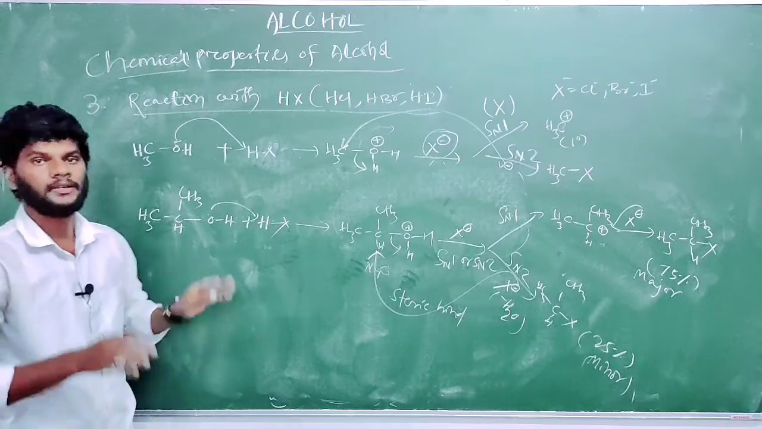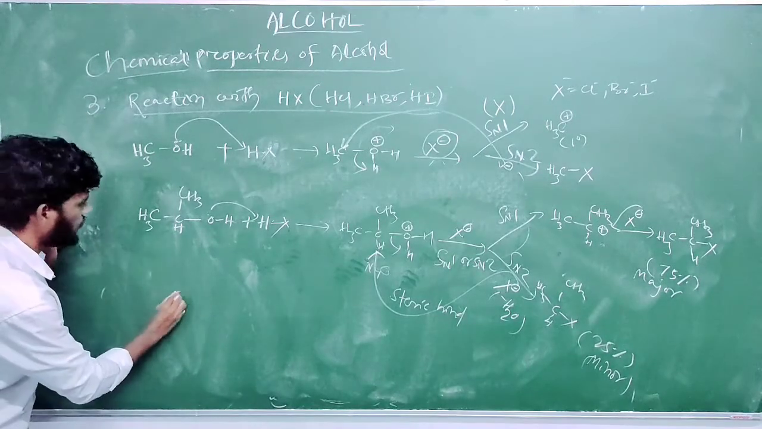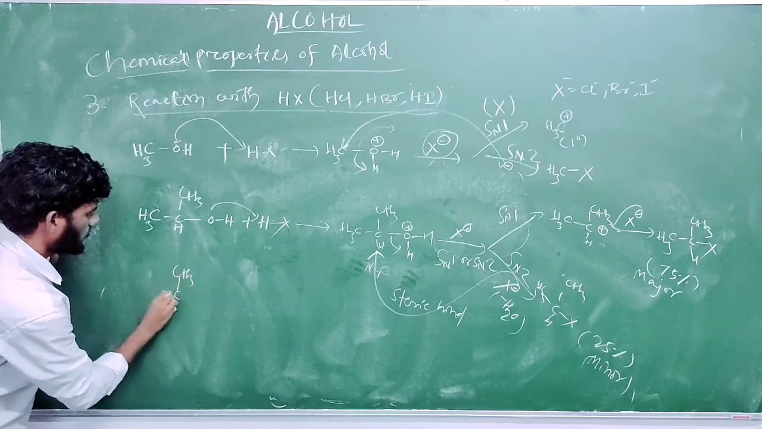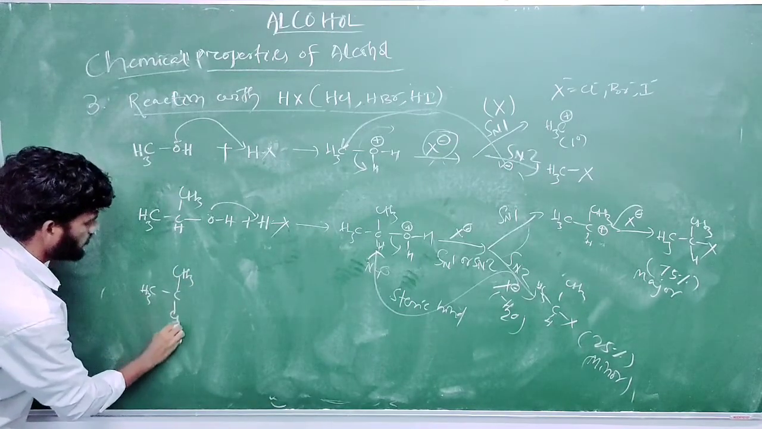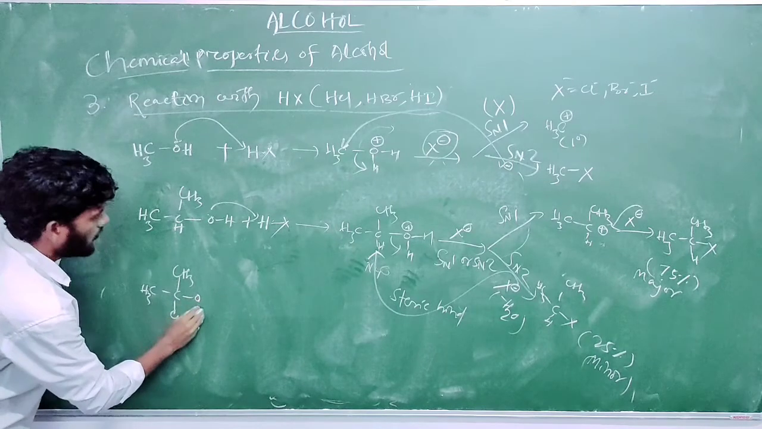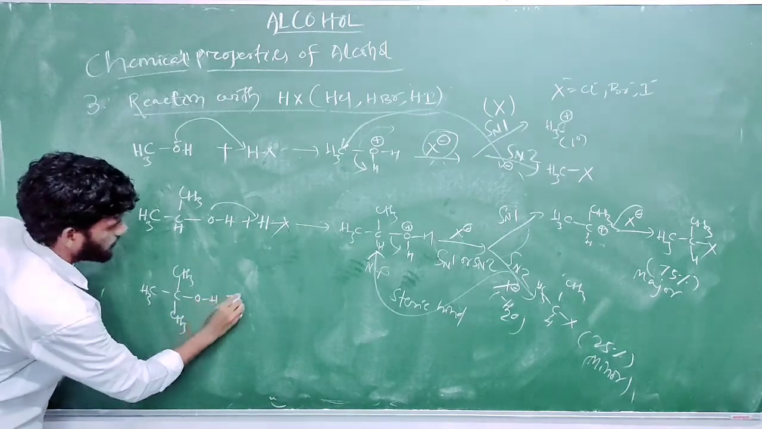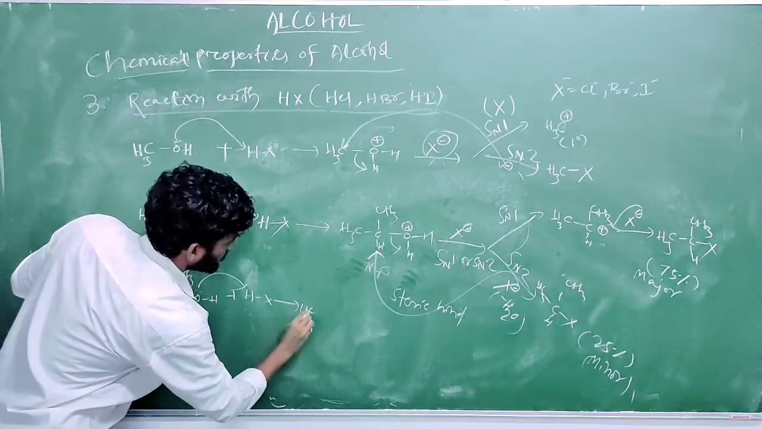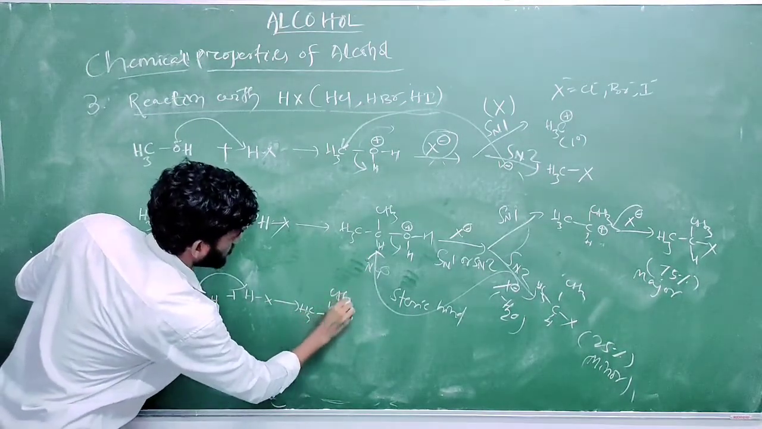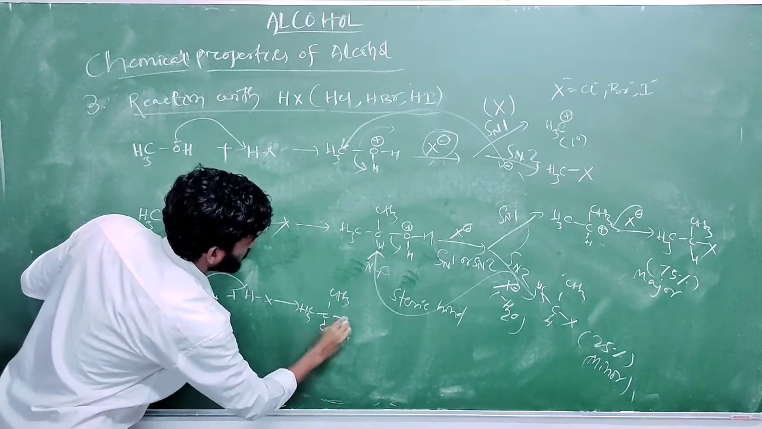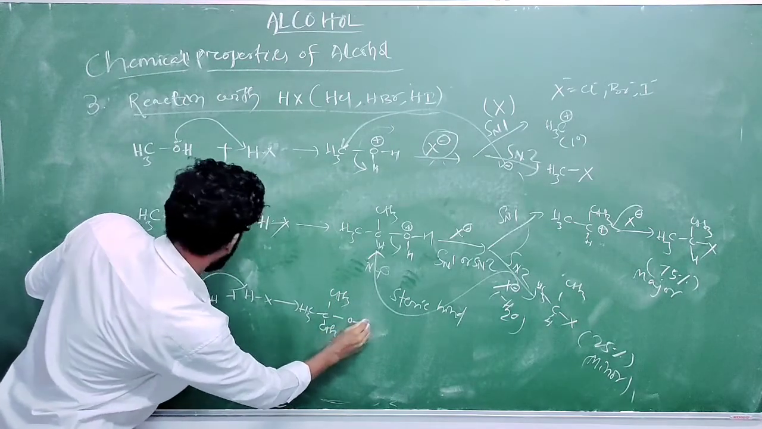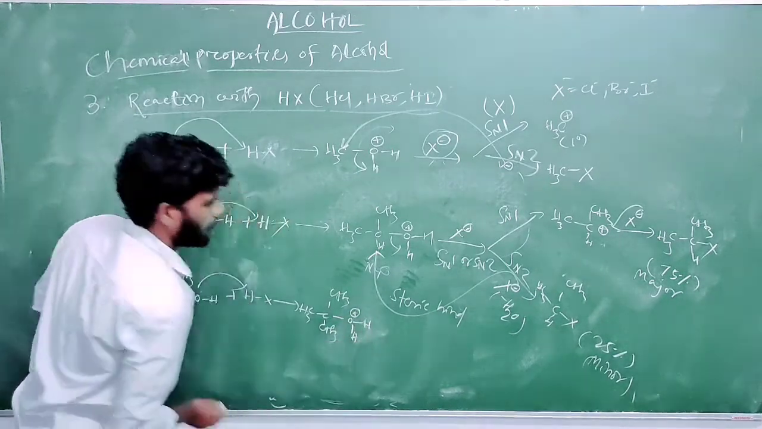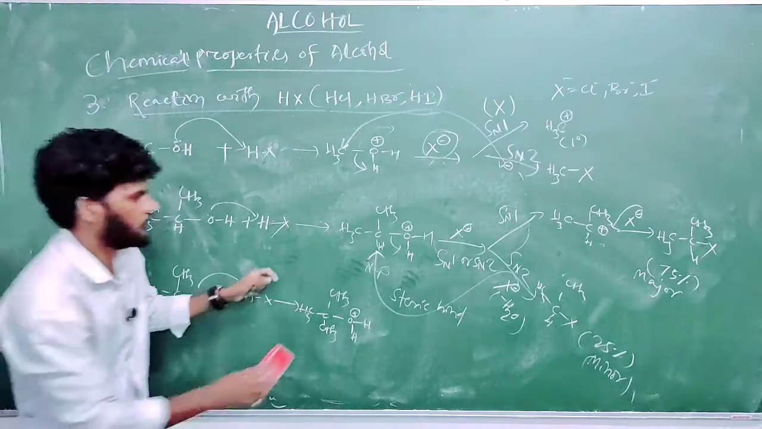So coming to tertiary alcohol, a 3 degree alcohol. C attached to CH3, CH3 and CH3, attached to OH, plus HX. A similar step: H+ attaches to the oxygen, giving (CH3)3C-OH2+. So I had just erased this part.